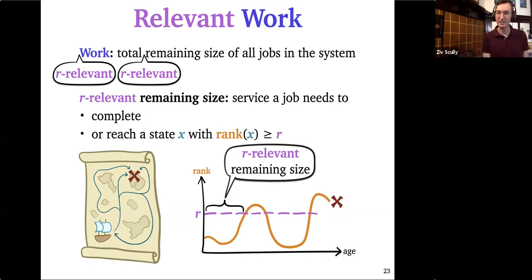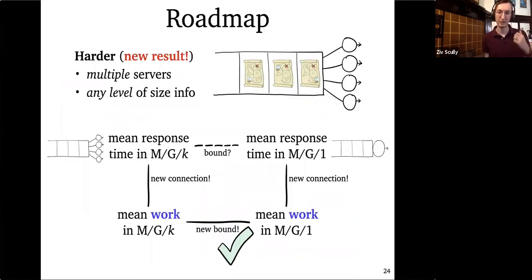So R-relevant work is kind of a subset of total work. The importance of relevant work is that we can relate R-relevant work to mean response time. Looking at just total work isn't enough, but by looking at relevant work, we can come up with a relationship.